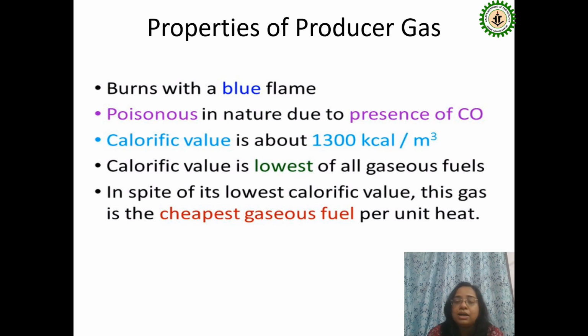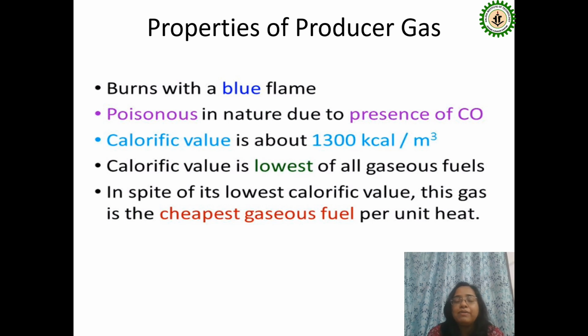And if we do not consider the blast furnace gas, producer gas is the lowest in terms of calorific value of all the synthetic or the natural gaseous fuels. But in spite of having the very low calorific value, this gas finds its wide application because of its very least cost. So that's why it finds its wide applicability in various furnaces and in various industrial processes.